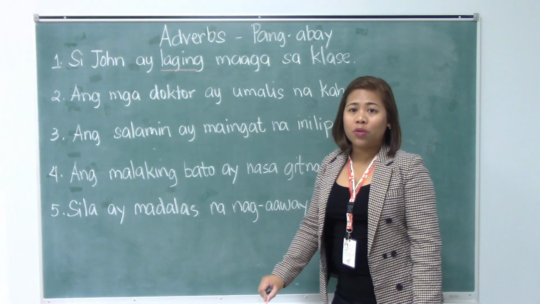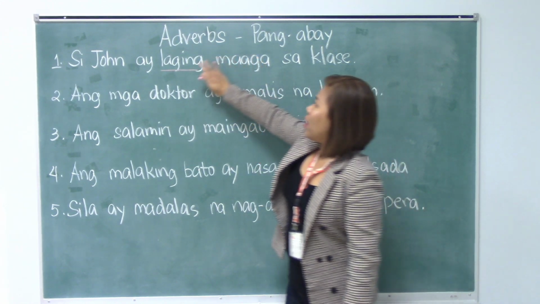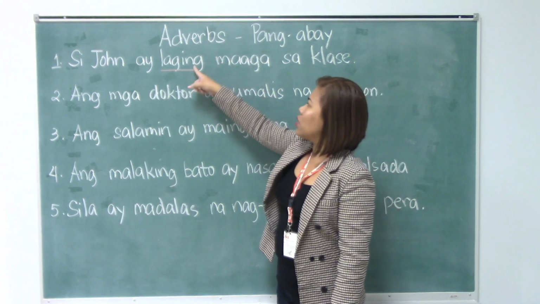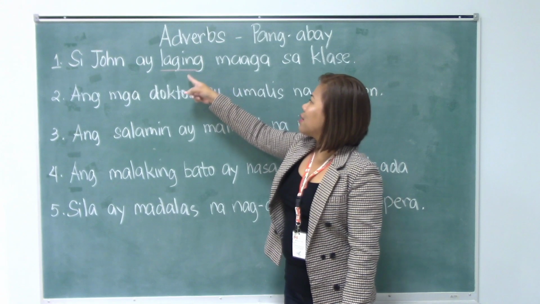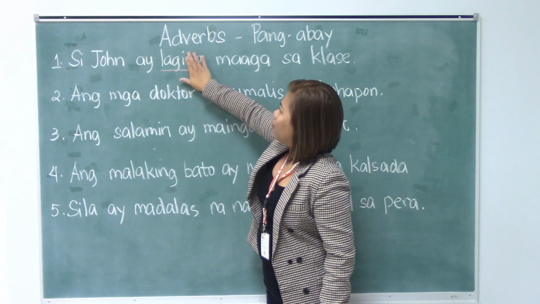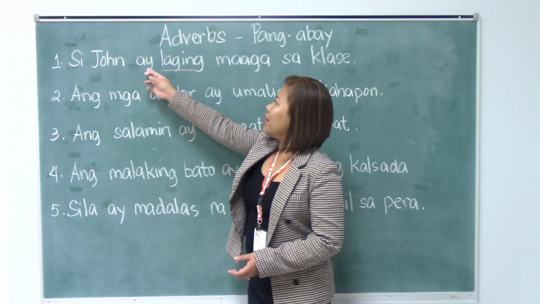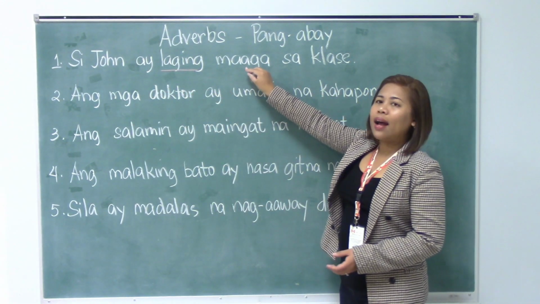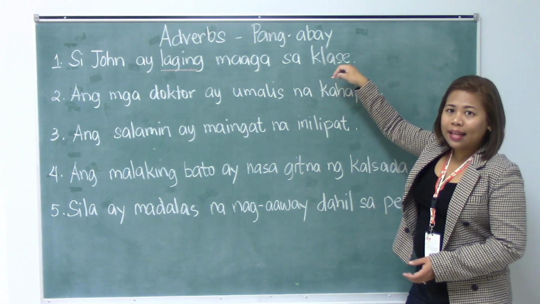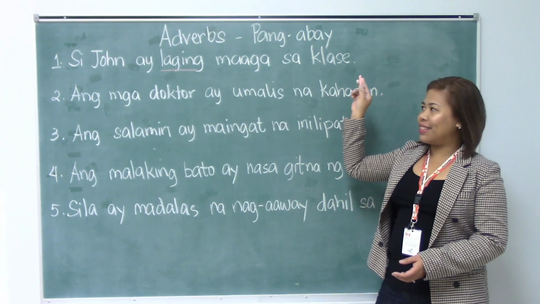If you can still remember, or if you took down notes, you would see that this one is our adverb: lagi, without the NG. In the previous lesson, I told you that NG is a connector, so it connects one word to another. Lagi is the original adverb. Just lagi means always, right? Si John is always. Maaga means early. Klase means class. So John is always early in the class.